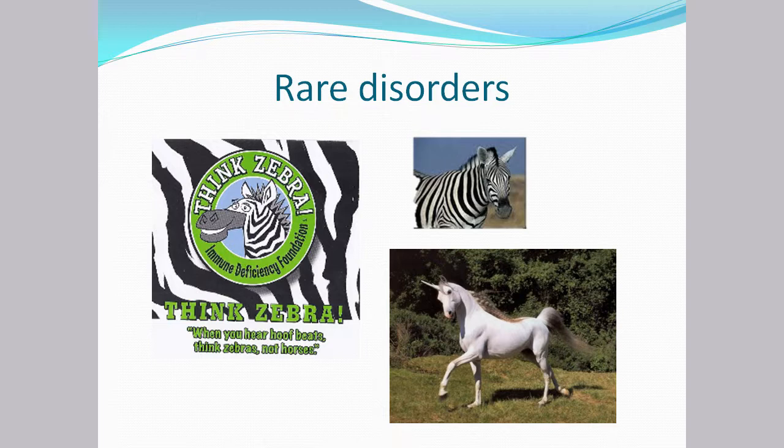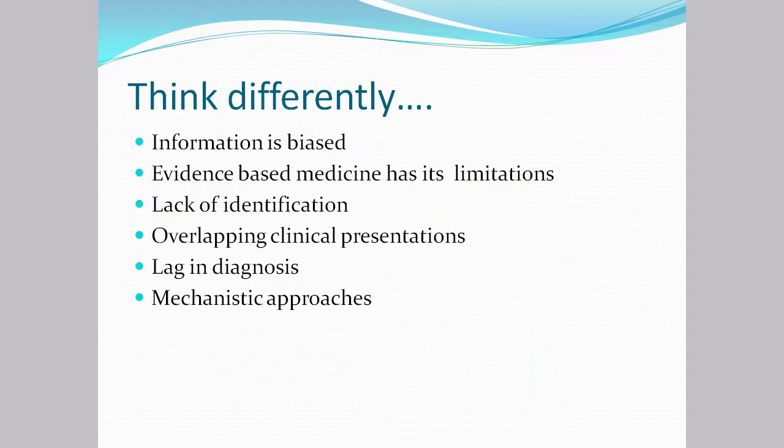They're mostly told it's in their head, that it doesn't exist, that they need to go get checked, and so on and so forth. So there is a big, long saga for a patient who has a rare disorder. What do we need to do to help these patients? Basically, we need to think differently. We need to put aside all the knowledge we have been taught and the systems we are invested in, take all these glasses off, and think differently.